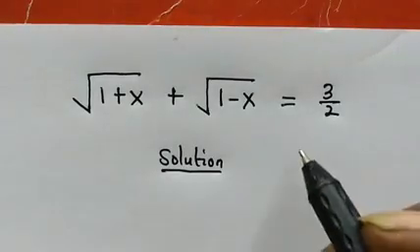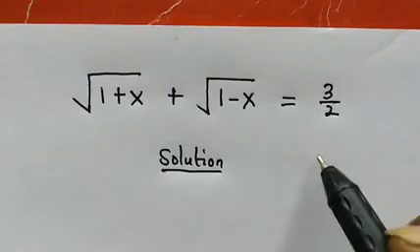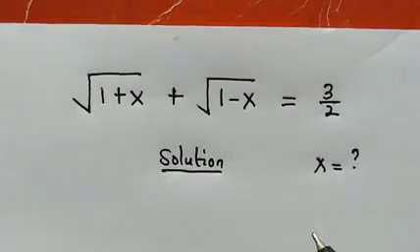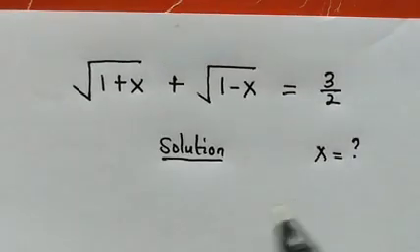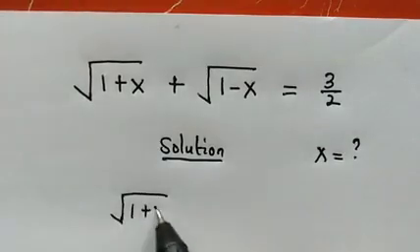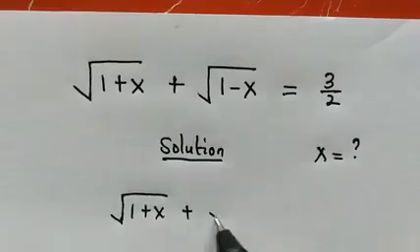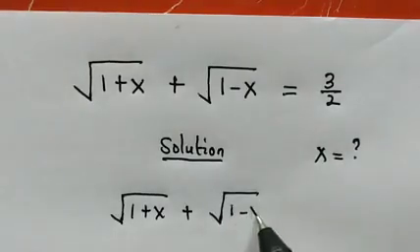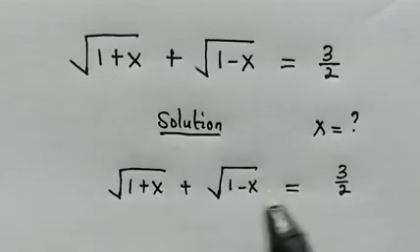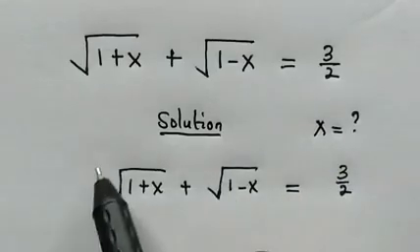Today we have this interesting Olympiad mathematics problem, and in this video we're going to solve for all real values of x. From the left hand side we have the square root of 1 plus x plus the square root of 1 minus x. This is equal to 3 over 2. In our next step, let us square both sides of this equation.